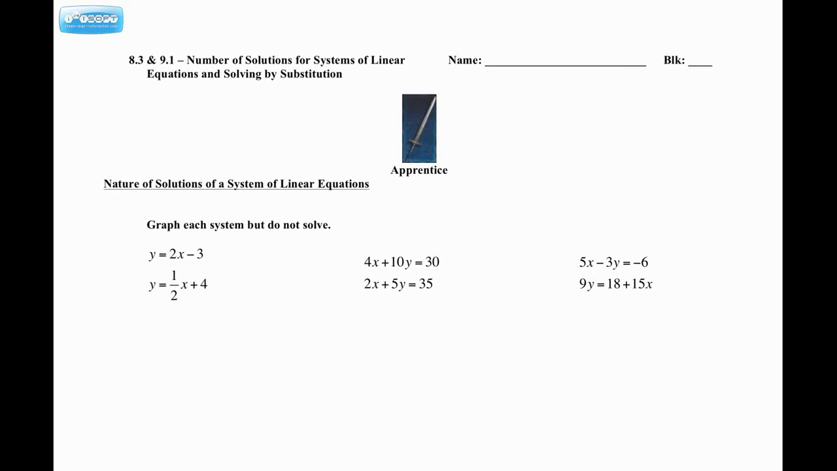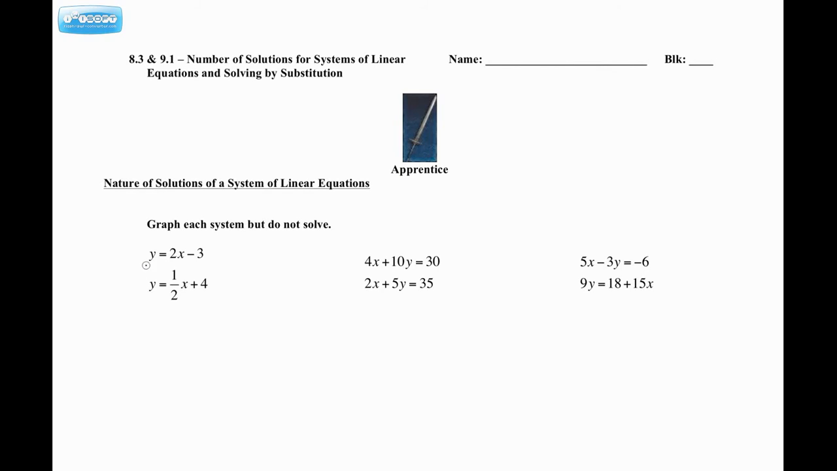All right, Chapter 8, Section 3, and Chapter 9, Section 1, number of solutions for systems of linear equations and solving by substitution. But in this Apprentice video, we're actually going to look at the number of solutions, well, specifically the nature of solutions of a system of linear equations. So what that means is, given a system, what types of answers can you get? And you may wonder, what do you mean, what types? Well, once I graph each of these three systems, you will understand what I mean.